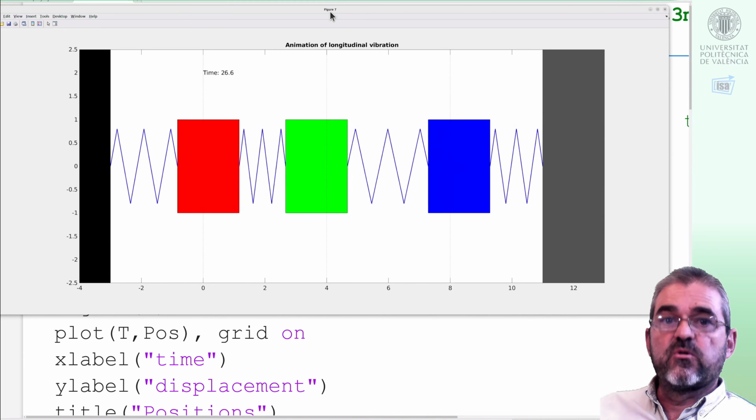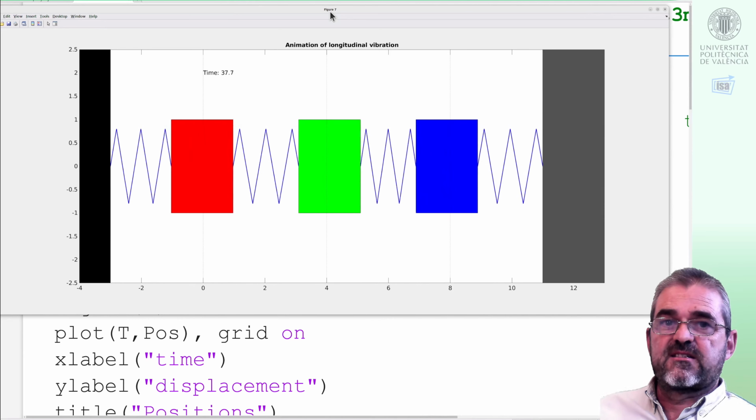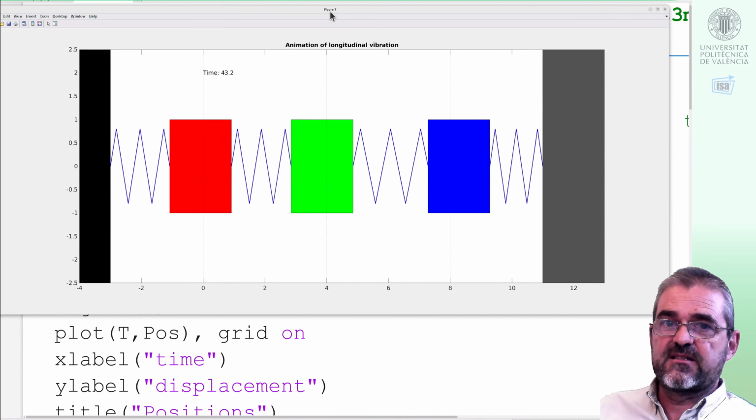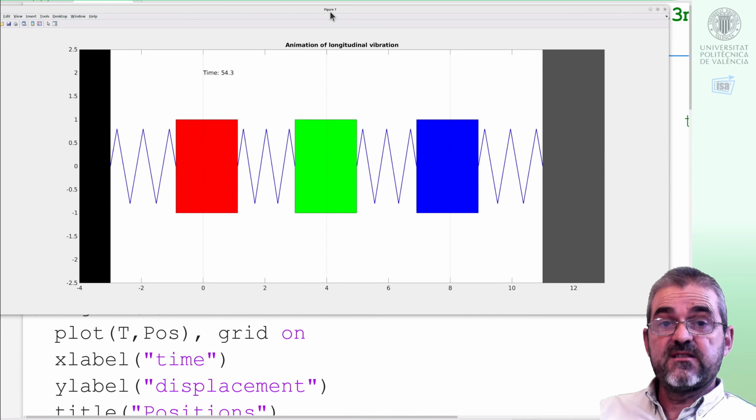As I did not have collision detection in the initial stages, masses overlapped, but okay, I guess that you get the message. Good. So this is it.